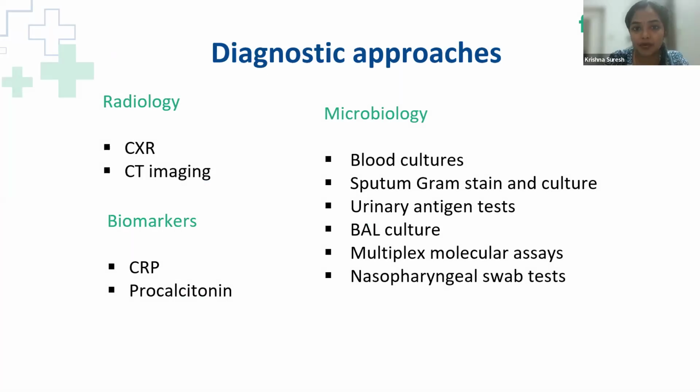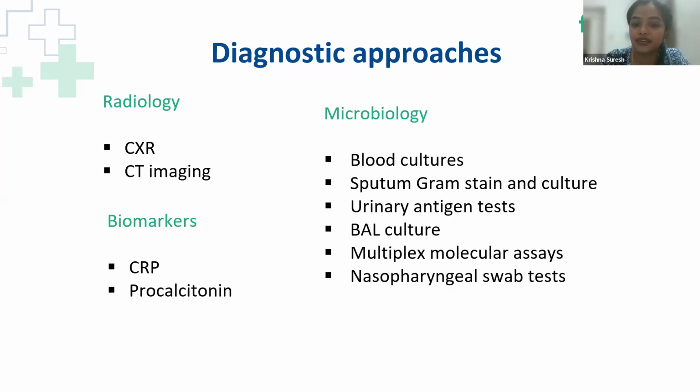And moving on to the diagnostic approaches in community-acquired pneumonia, there are three main areas: radiology, microbiology, and biomarkers. Radiology includes chest X-ray and CT imaging. Microbiology is used to detect the pathogen. Microbiological cultures are sent as per the severity and also according to the exposure risk. It includes blood cultures, sputum gram stain and culture, urinary antigen test, which is used for Streptococcus pneumoniae, Legionella, etc., and BAL culture, that is bronchoalveolar lavage culture, which is used to find out the potential pathogen.